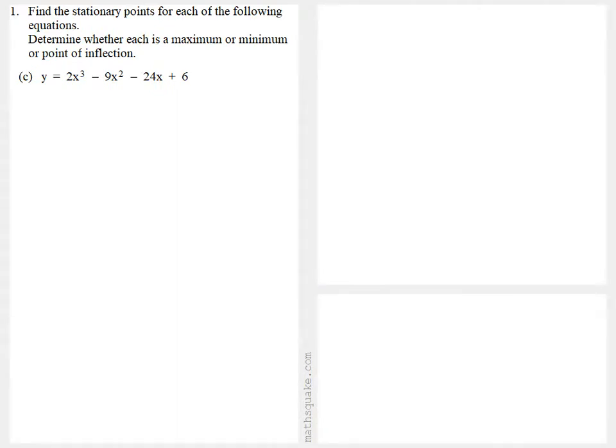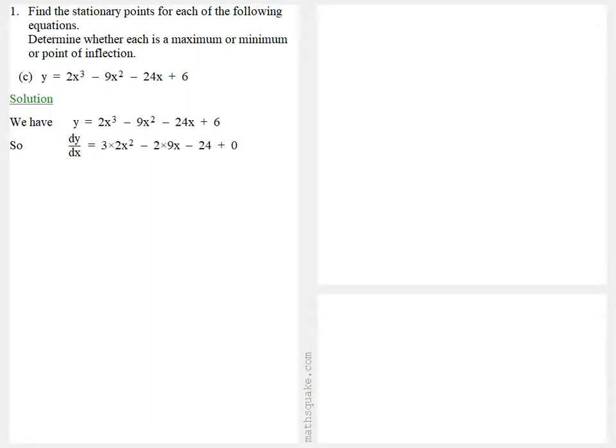In part C, we want to find the stationary points of the equation y equals 2x cubed minus 9x squared minus 24x plus 6. And we want to determine the nature of the stationary points. So we start with the equation and then we differentiate it.